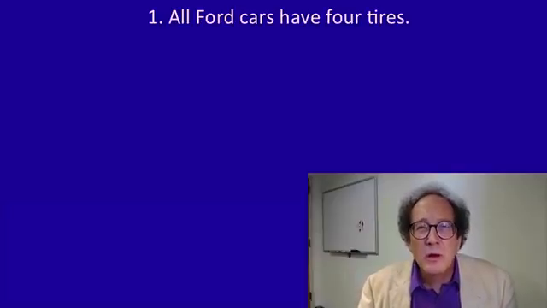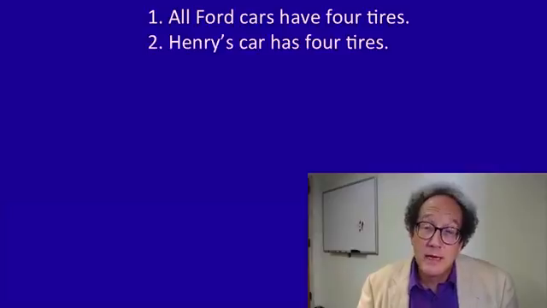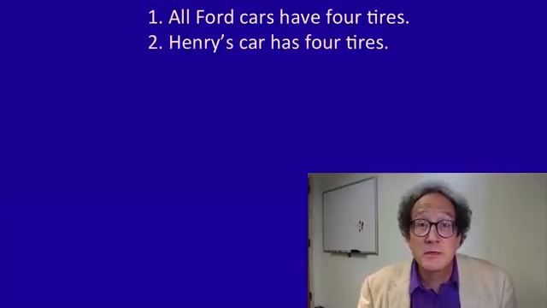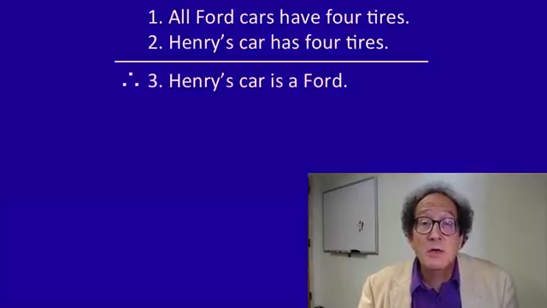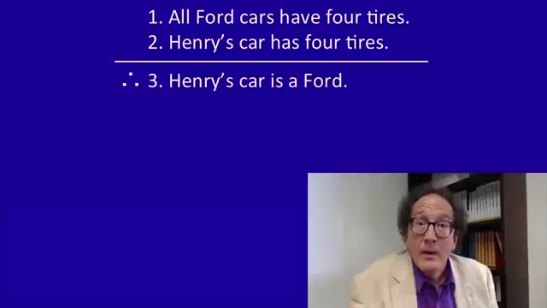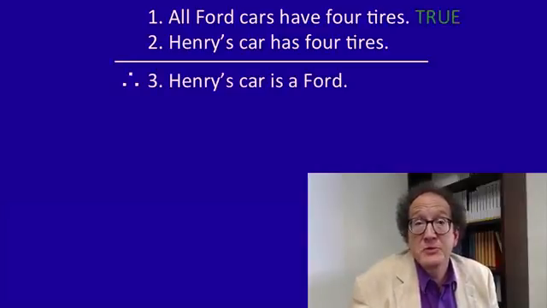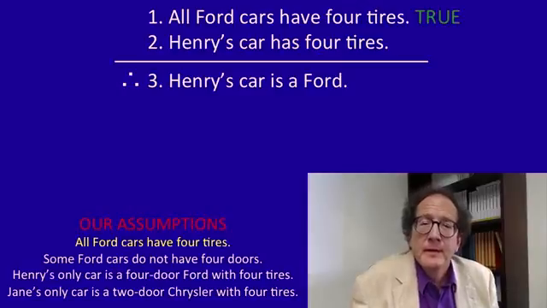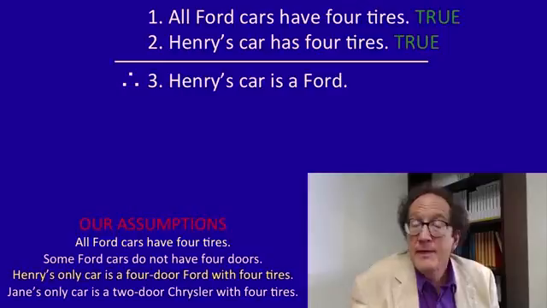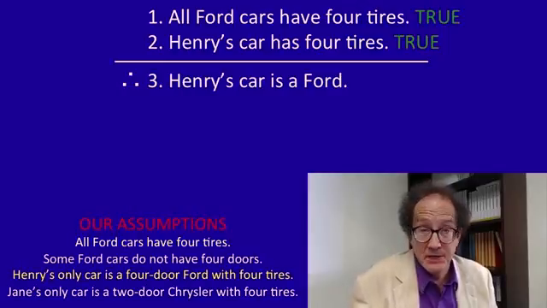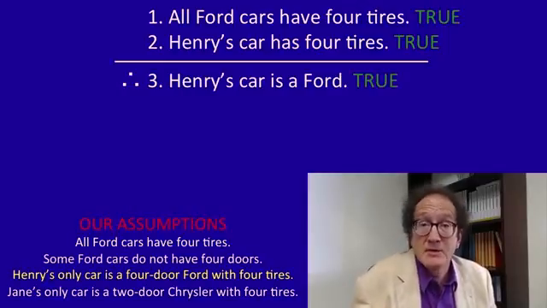All Ford cars have four tires. Henry's car has four tires. Therefore, Henry's car is a Ford. Now, in this new argument, are all the premises true? Yes. The first premise says all Ford cars have four tires, and that's true by our assumptions. The second premise says Henry's car has four tires, and that's also true by our assumptions. And is the conclusion true? Yes, our assumptions also tell us that Henry's car is a Ford.